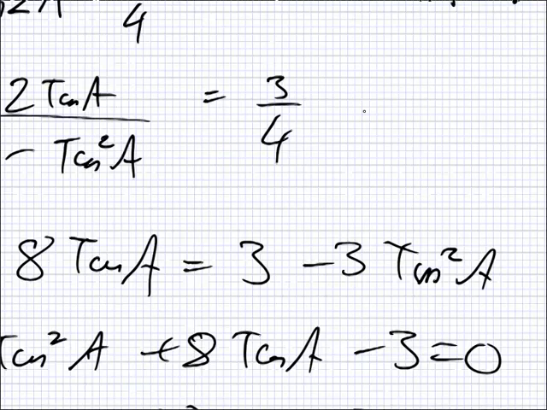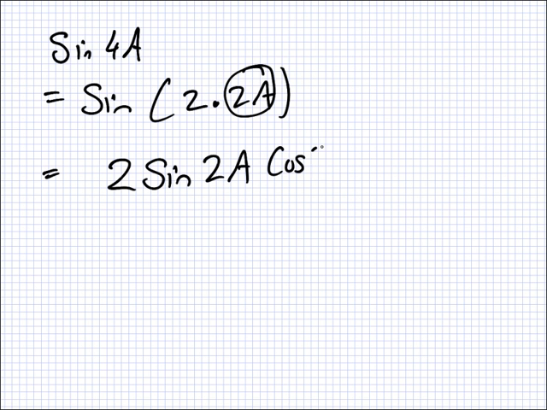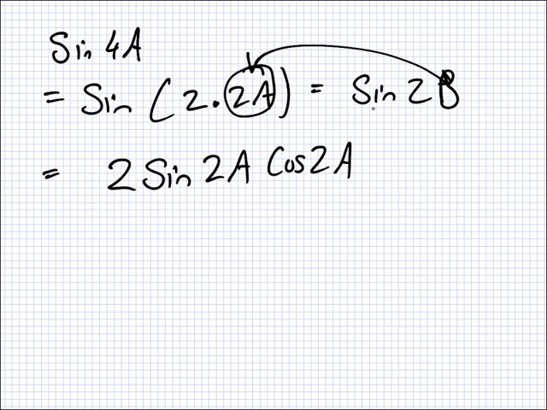The last one is they might ask you for something like find a formula for sine 4a. Now that's not so bad, because the way you can think about it is you can think about it as sine 2a. So it's a double angle. It's double 2a. So the formula then would be 2 sine 2a cos 2a, because this is like sine 2b, where b is that. So that's 2 sine b cos b, like that.